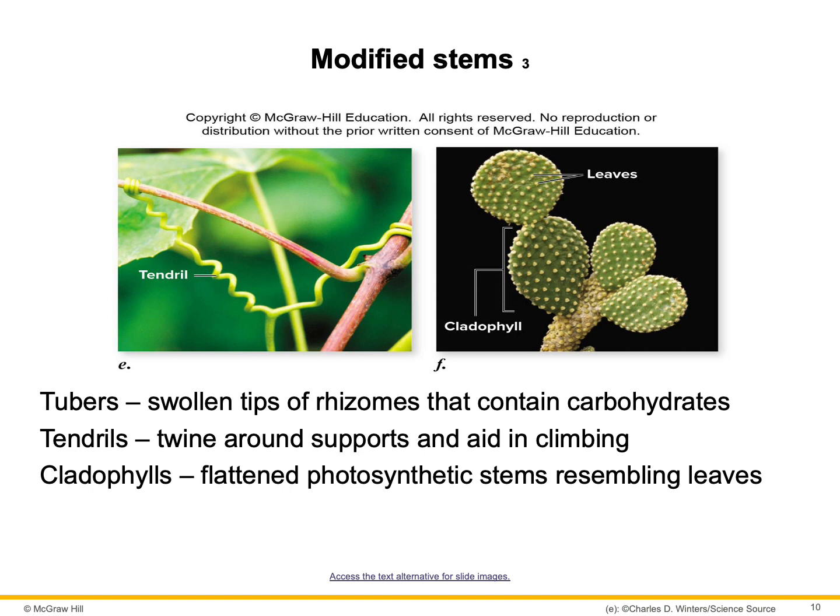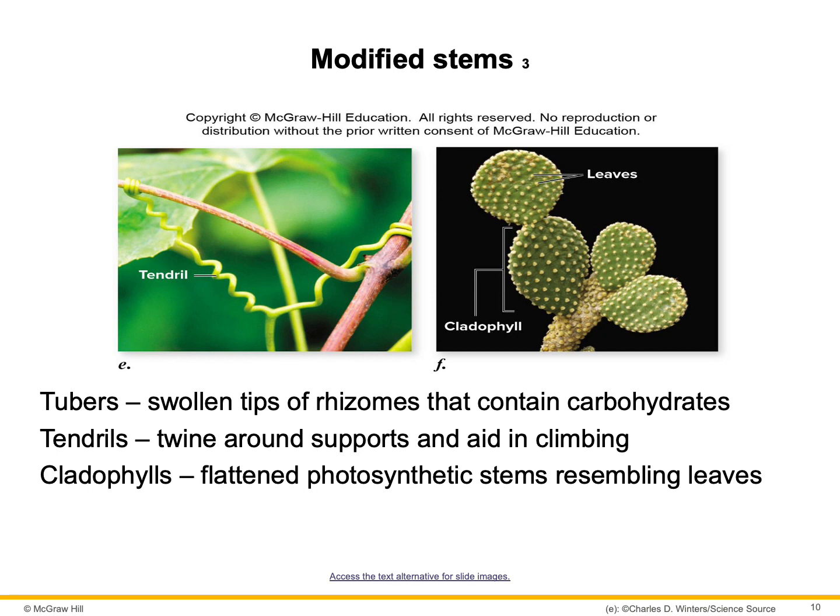And we have another modified stem type called tendrils. Many climbing plants produce these modified stems called tendrils. Tendrils twine around supports and help vines and climbing plants to climb. Other tendrils are actually modified leaves.